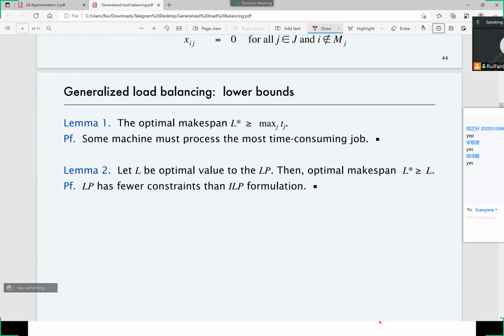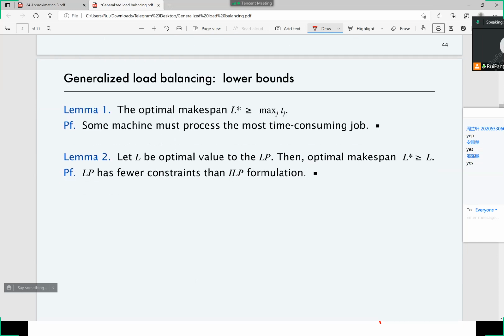Okay, so now we can prove some properties. The first property is that if you look at the optimal makespan, which is the solution to the integer program, then this is at least as large as the largest size of any job. This lemma is exactly the same as what we talked about in list scheduling, because you have this largest job and you have to give it to some processor, and so that processor will have makespan larger than this maximum job size. So that's just exactly the same thing.